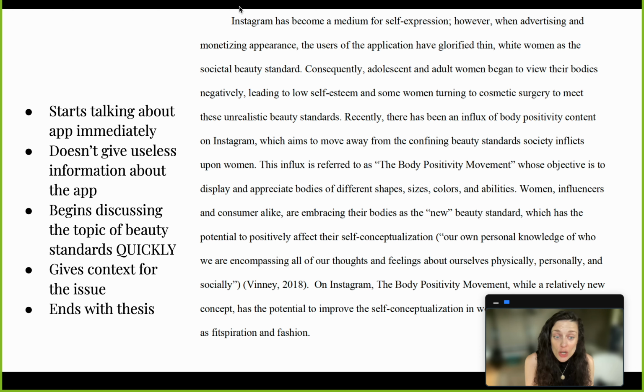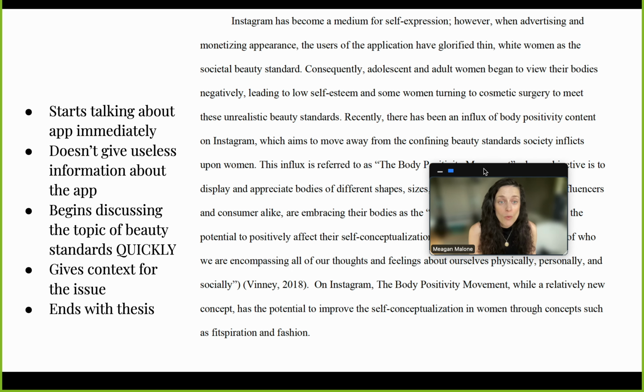We know that her essay is going to be about Instagram, and it's going to have something to do with beauty standards and specifically women. So let's look down here at her main thesis. "On Instagram, the body positivity movement, while a relatively new concept, has the potential to improve the self-conceptualization in women through concepts such as fitspiration and fashion."